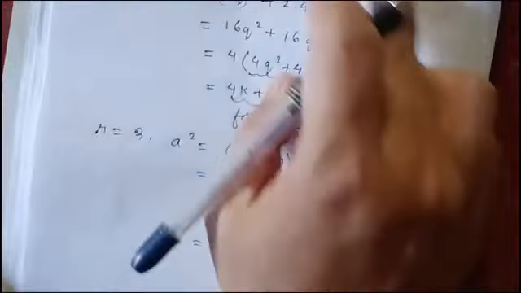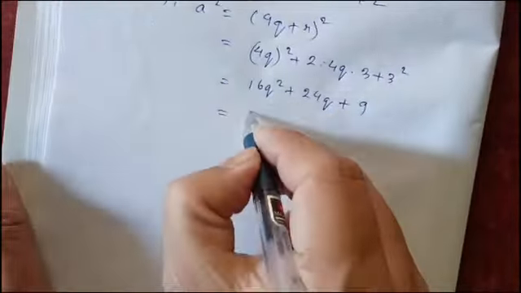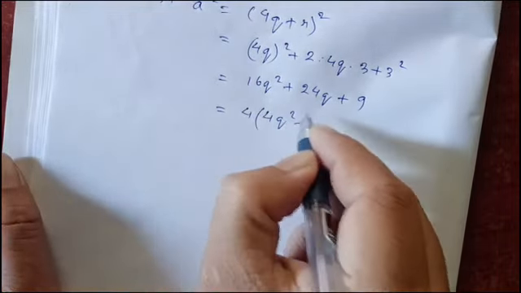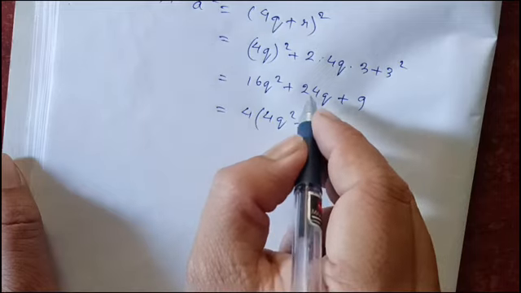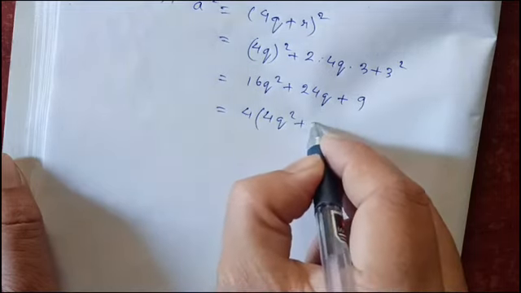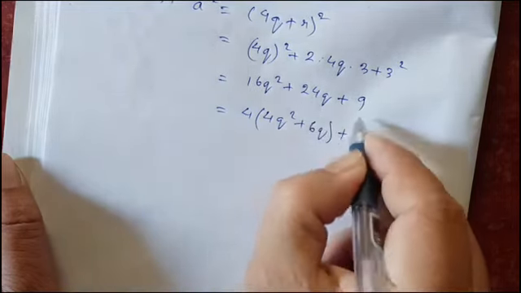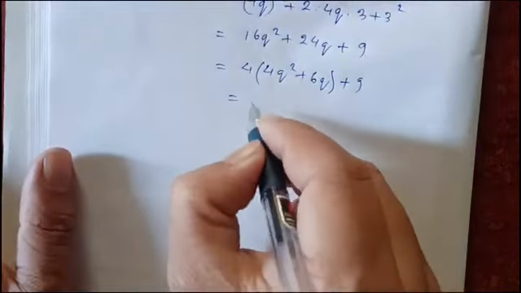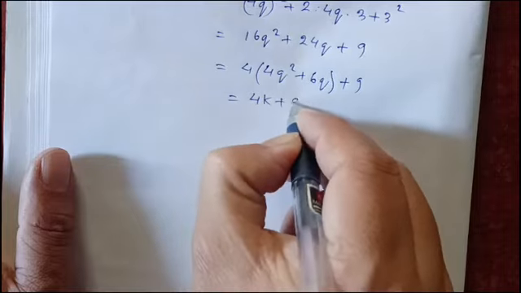Now again our b value is 4, that is why always take 4 common. Now we take 4 common. 4 times 4 are 16, 4 times 6 are 24, right? This side is 9. I told you the number which is inside the bracket, replace with k.